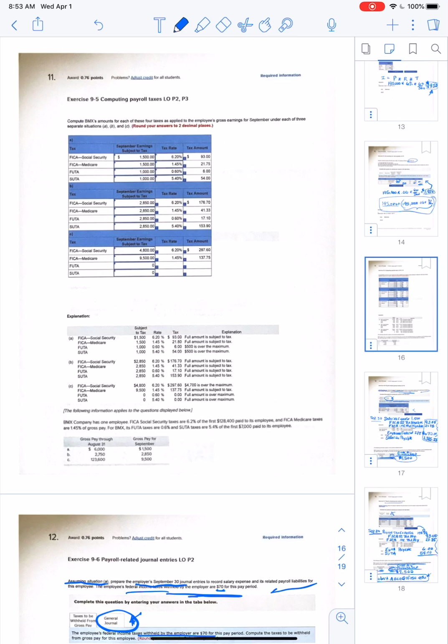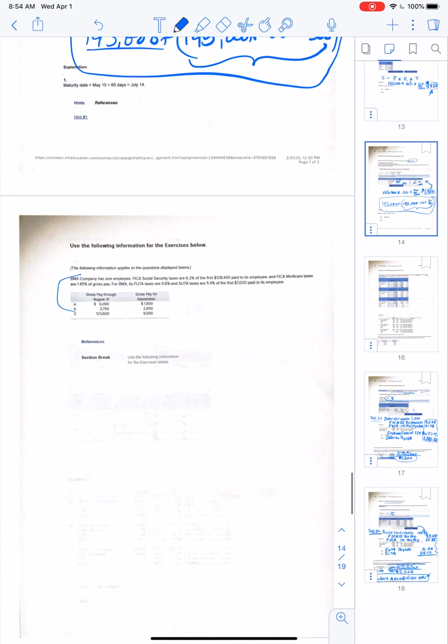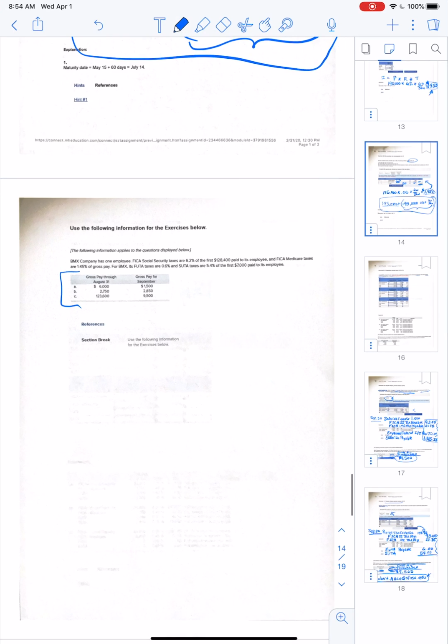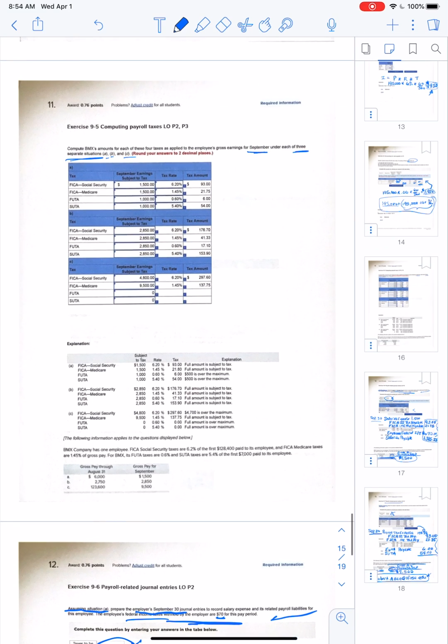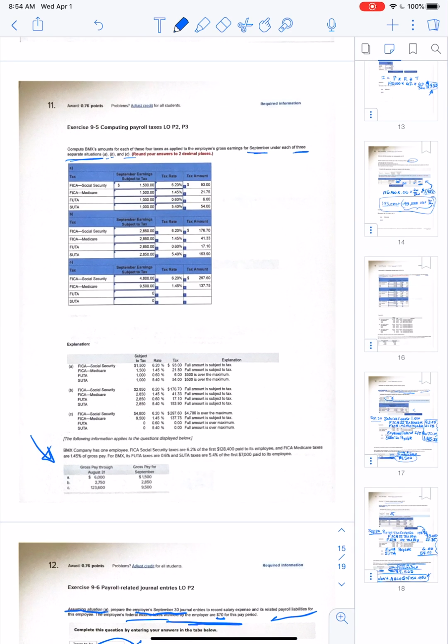In this first section, it tells us we need to compute amounts for each of these 4 taxes as applied to the employee's gross earnings for the month of September under each of 3 separate situations. These are A, B, and C. If you scroll back up, you'll see in the given information that we have indeed 3 scenarios, A, B, and C. So instead of having to constantly scroll back up, I've just copied that information down to the bottom of this page so we can easily reference it.